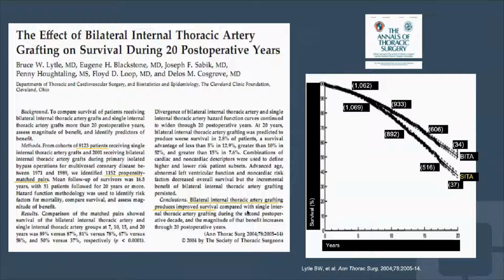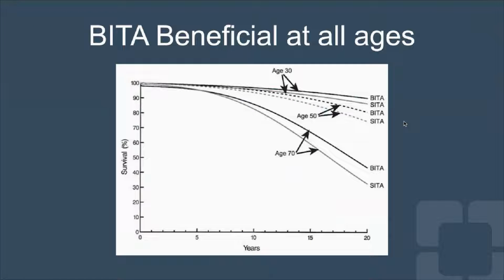And this was also shown by Dr. Lytle and colleagues at the Cleveland Clinic in the early to mid 2000s. Patients had a survival advantage, but this difference was only manifested 10 years after the bypass, mainly because of the patency rates of the internal thoracic artery, and you don't see that advantage over saphenous vein until many years later. This was true in all groups of patients at all ages.